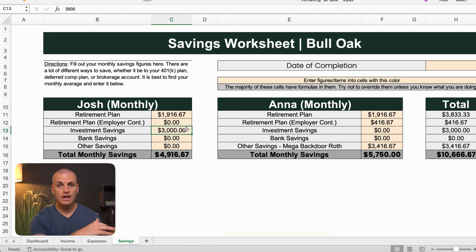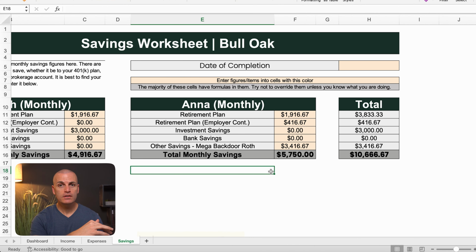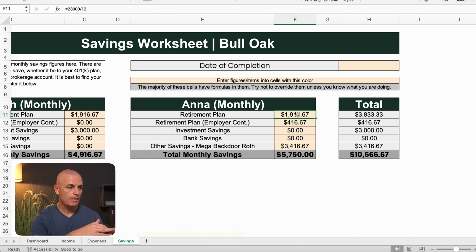They're also putting $3,000 into their normal taxable brokerage account. So they're just automatically sending $3,000 over and sort of dollar cost averaging into the market every single month. And Anna's situation is a little bit unique here because she is making a mega backdoor Roth contribution. So she is doing her max into her 401k, as I stated earlier.